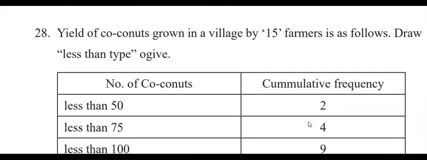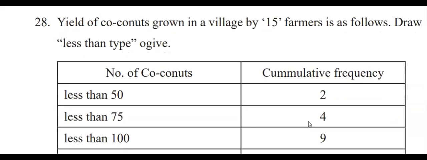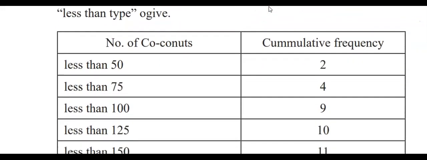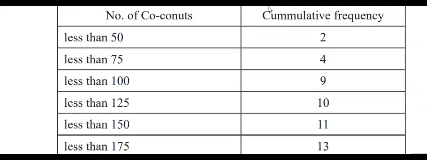Next, question number 28. Yield of coconuts grown in a village by 15 farmers is as follows. Draw less than type ogive. See children, there are 15 farmers. Yield of coconuts grown in a village by 15 farmers. So what do we have to do? We have to draw the less than type ogive for the given frequency.